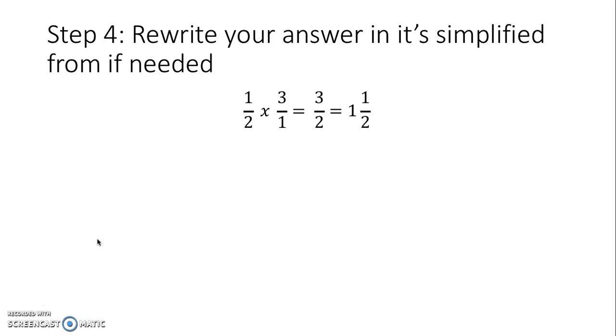So we do need to, because this is what the problem was before, rewrite 1/2 times 3 over 1 equals 3 over 2. And now we need to change 3 over 2 into a mixed number. How many times does 2 go into 3? Just 1. 3 minus 2 is 1. That's how many are left over. So 1 and 1/2.